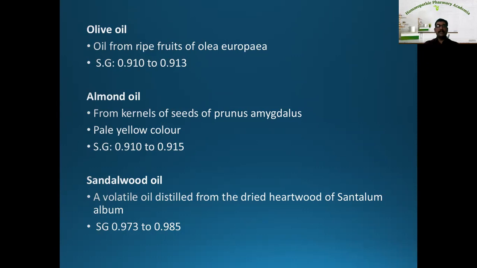Now, the next one is sandalwood oil. Sandalwood oil is a volatile oil, whereas olive oil and almond oil are fixed oils. This volatile oil is distilled from the dry heartwood of Santalum album. Santalum album is the source, and the part used is the dried heartwood. The oil is distilled out. It contains santalol and santalal. These are the two constituents present in sandalwood oil.